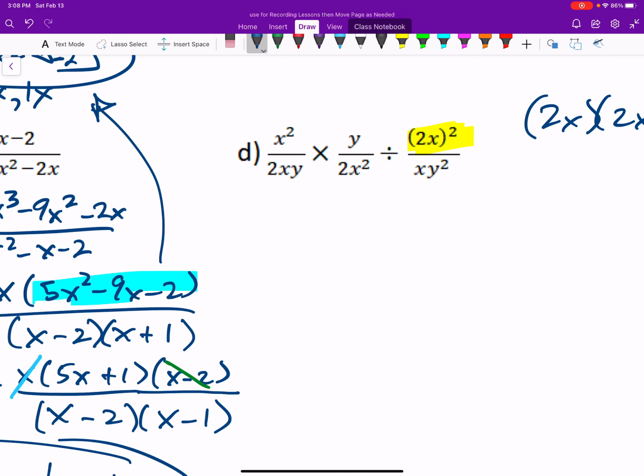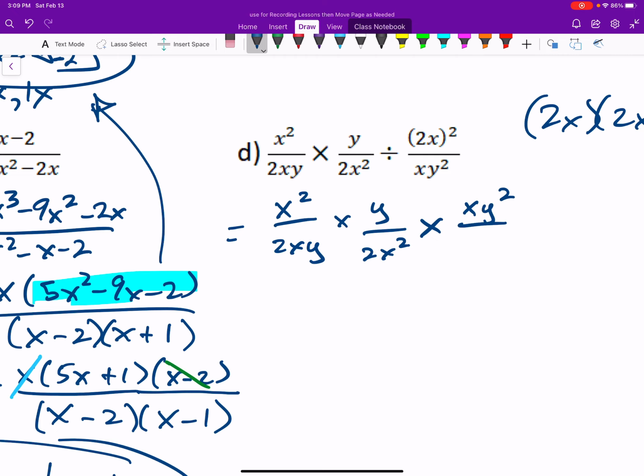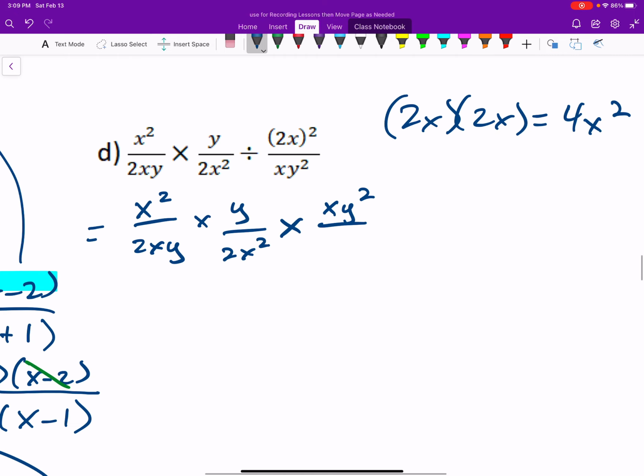So let's do that at the same time that we flip. So I'm going to just rewrite this part. x squared over 2xy times y over 2x squared times, so I'll flip this upside down, and I'll get x y squared over, as I just showed, it's going to be over 4x squared.